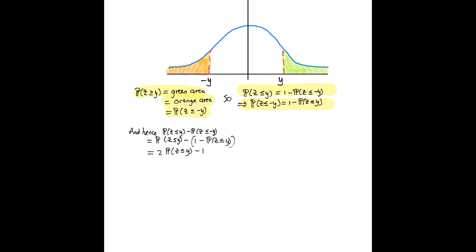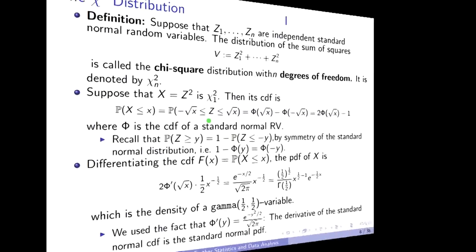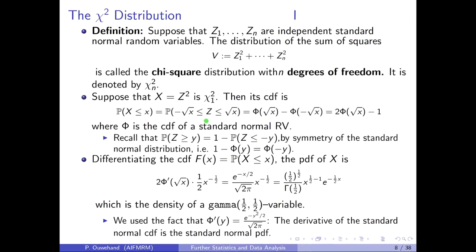So the probability that Z is less than or equal to y minus the probability that Z is less than or equal to minus y is equal to the probability Z less than y minus 1 minus probability Z less than y, which simplifies to 2 times the probability that Z is less than y minus 1. If we then take y to be equal to the square root of x on the previous slide, we get the result.